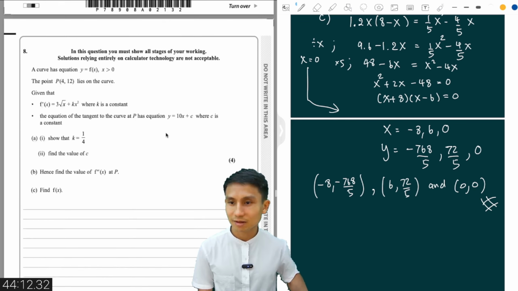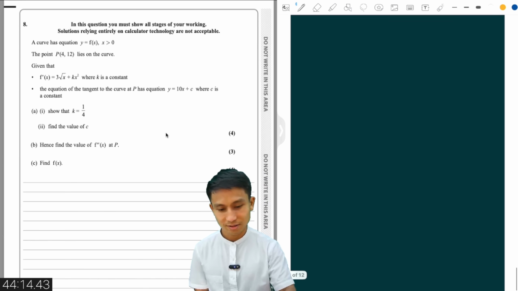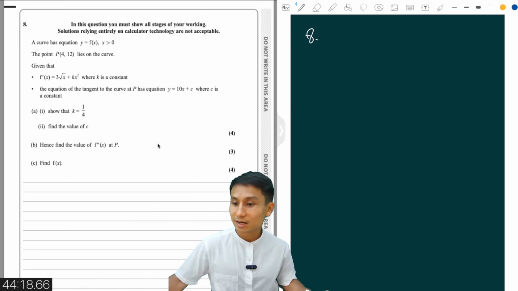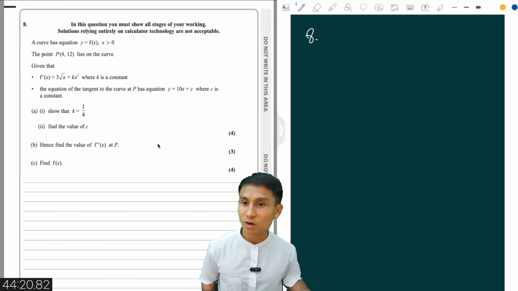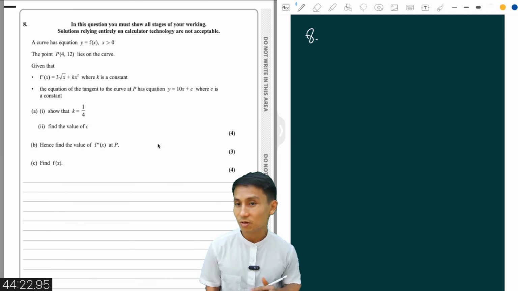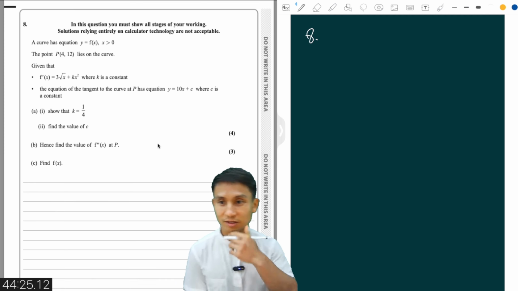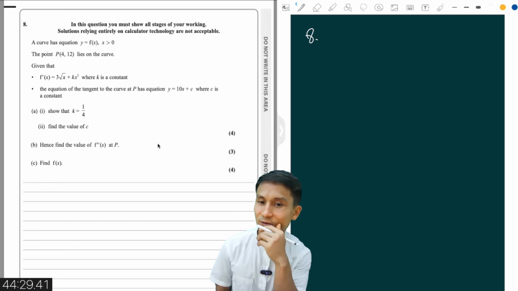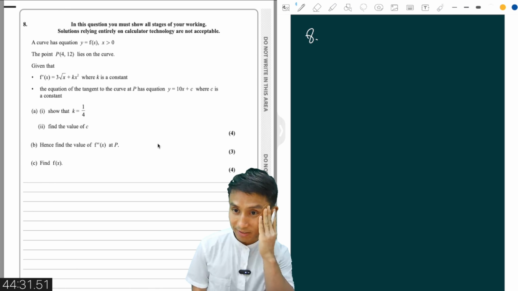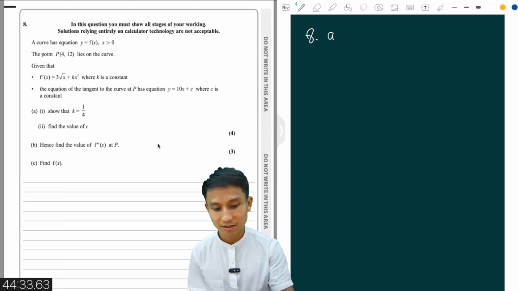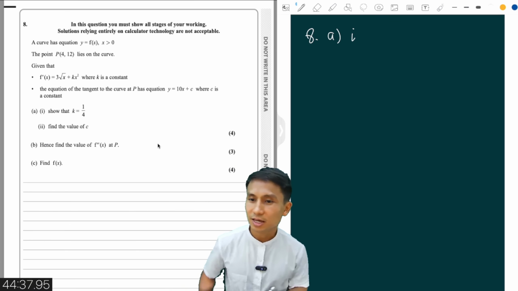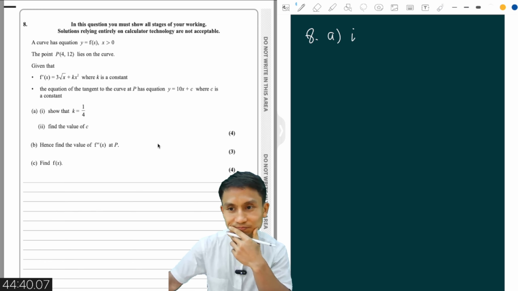Next, number 8. Here we go. A curve has equation y equals f(x). The point P, 4 and 12, lies on the curve. Given that the equation of the tangent to the curve at P has equation y equals 10x plus C, where C is a constant, show that k equals 1/4.